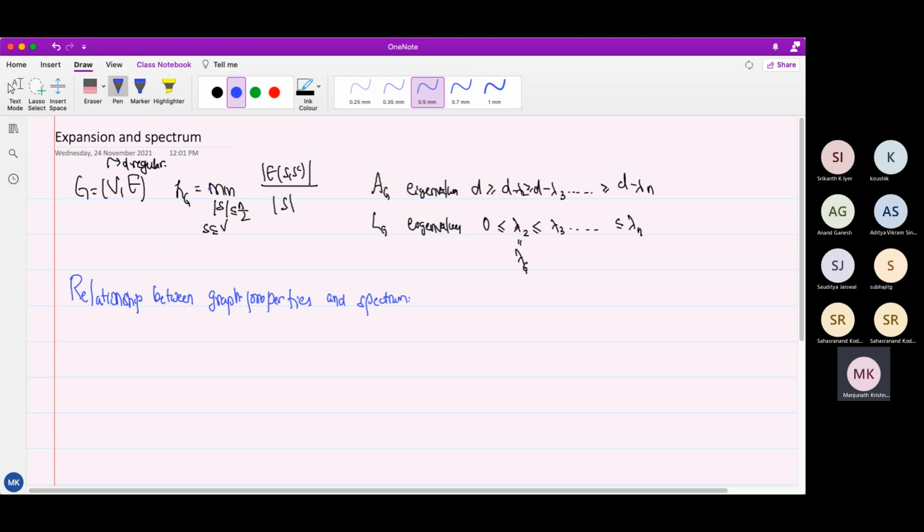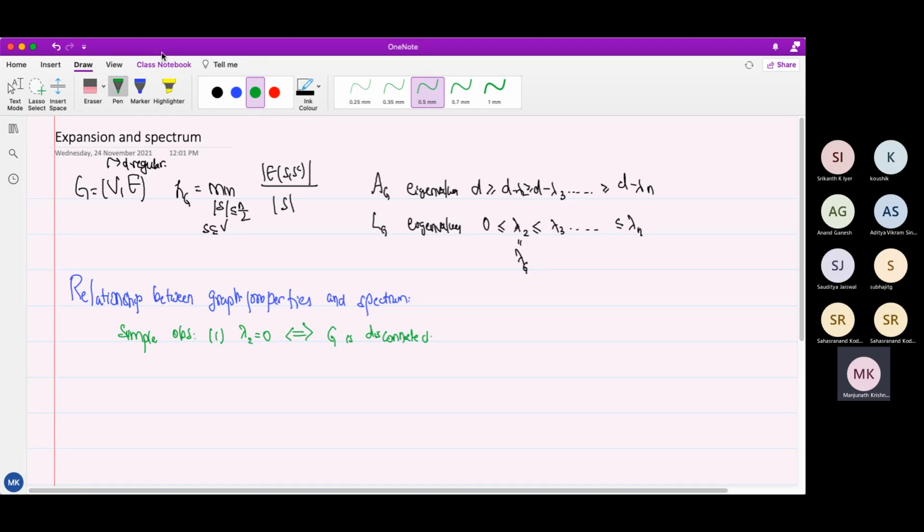So first, a very simple one. Let me tell a very simple one. Simple observations. One of them is that this lambda 2 is 0 if and only if G is disconnected. Okay, so lambda 2 is 0 if and only if G is disconnected. That is one of the basic points.